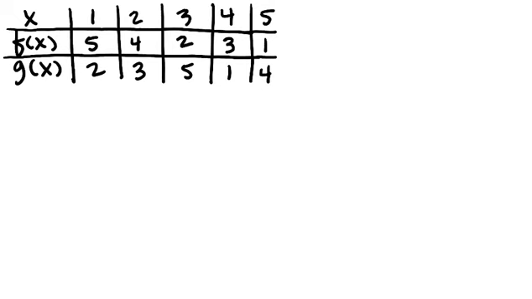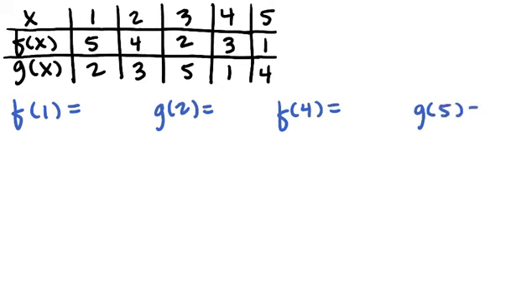Okay. So the first level of difficulty that we're going to see is just the direct lookup. So I'm going to say f of 1 equals what? g of 2 equals what? f of 4 equals something, and g of 5 equals what? Well, I'll do f of 1 for you. You go over here, you find 1 in the x direction, then you go down and you see what f is at x equals 1. So f of 1 equals 5. You try the other 3 and see if you're able to do those.